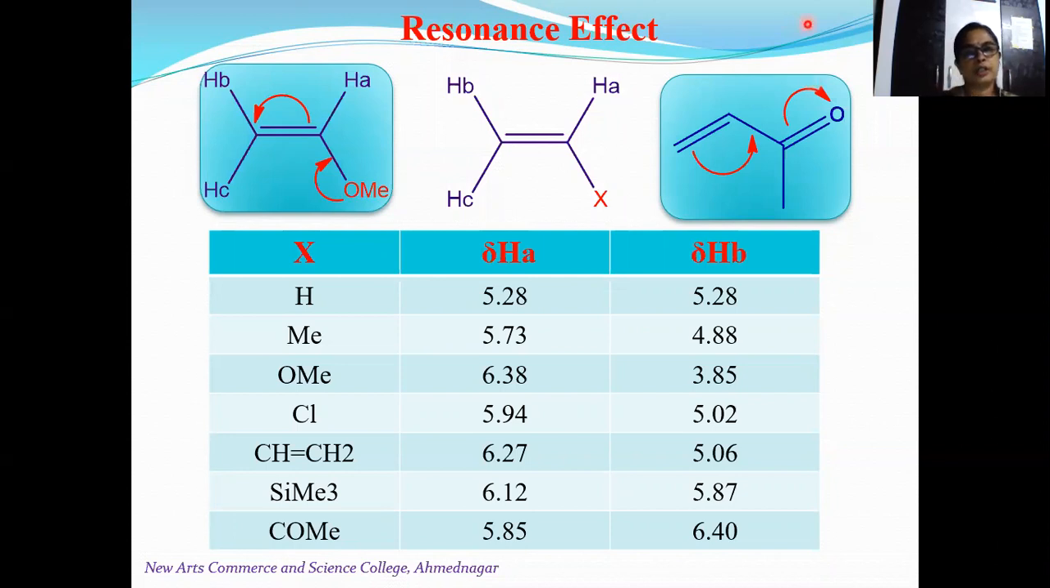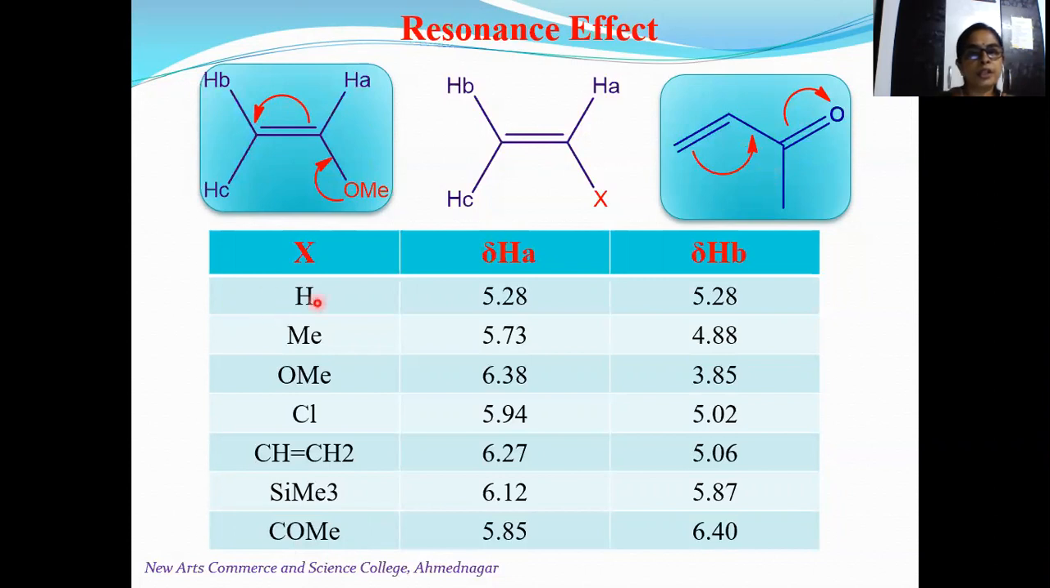Let us consider this example where we are substituting different X groups like hydrogen, methyl group, methoxy, chlorine, carbon-carbon double bond, then this trimethyl group and the carbonyl group. Look at this image where the methoxy group is there. Methoxy group is showing the electron donating resonance effect while the carbonyl group is showing the electron withdrawing effect.